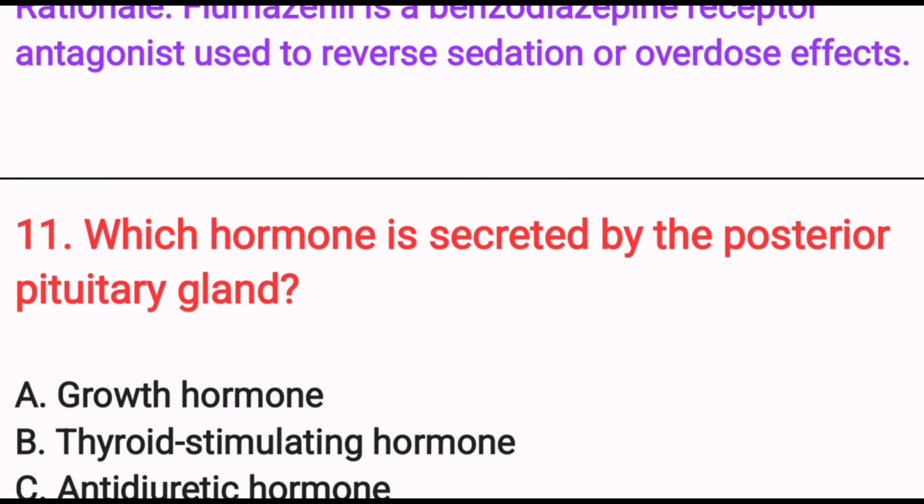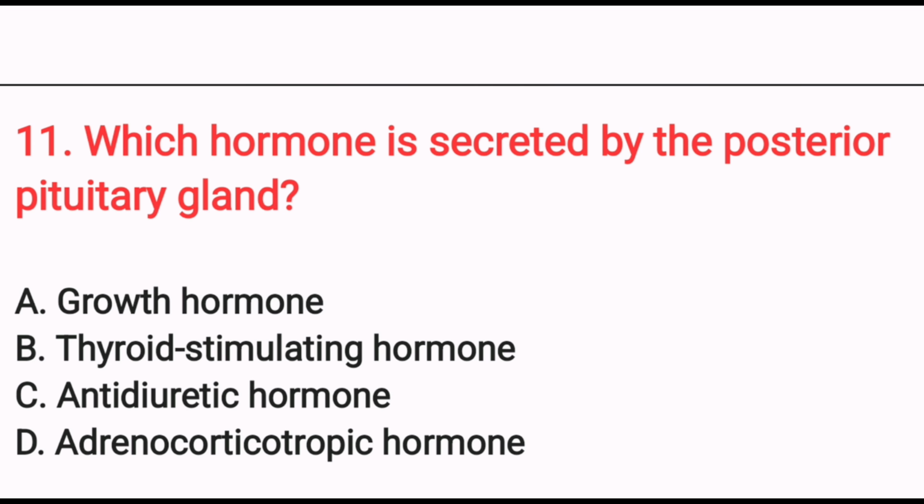Next, which hormone is secreted by the posterior pituitary gland? Option A growth hormone, option B thyroid stimulating hormone, option C antidiuretic hormone, option D adrenocorticotropic hormone. The answer is option C, antidiuretic hormone.